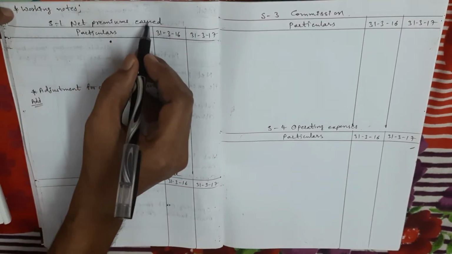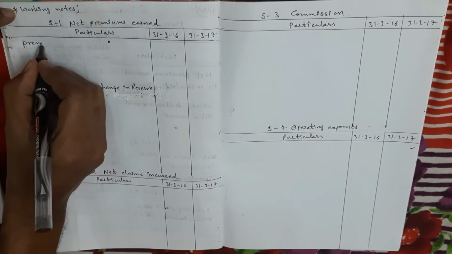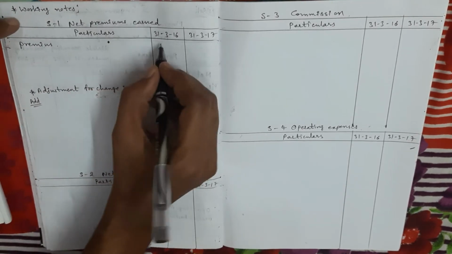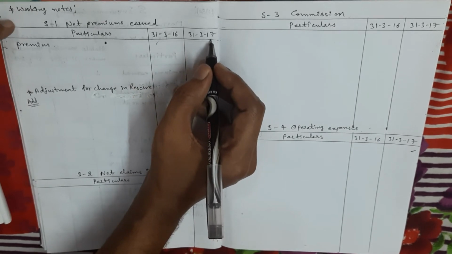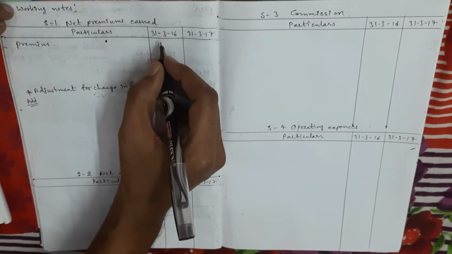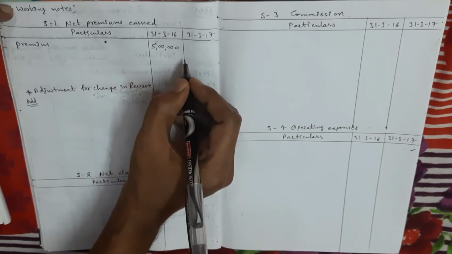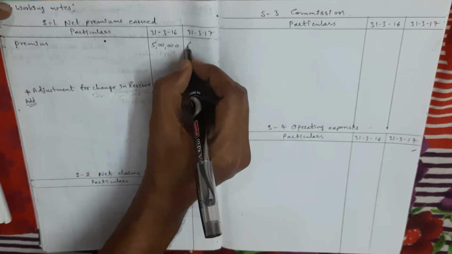Premium comes in schedule number 1, net premium earned. Take it as the first item for 31st March 2016 and 31st March 2017. Last year's premium amount is 5 lakh rupees, and in the next column the present year's premium amount is 6 lakhs.